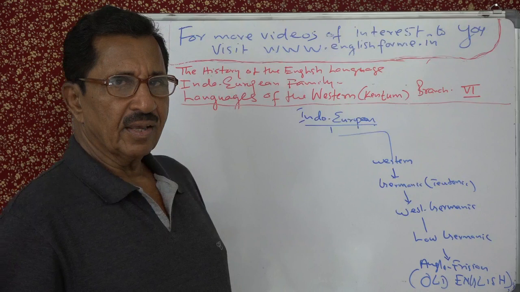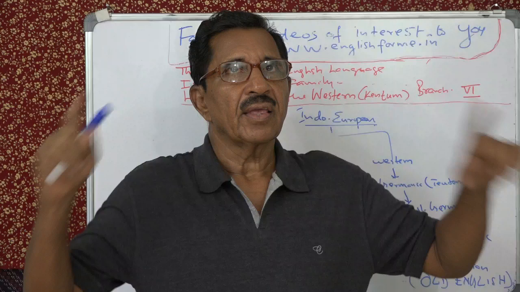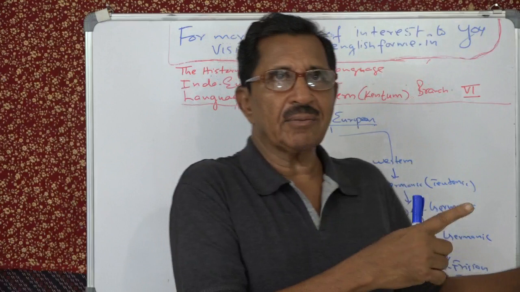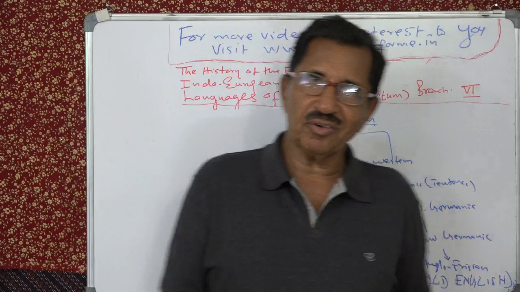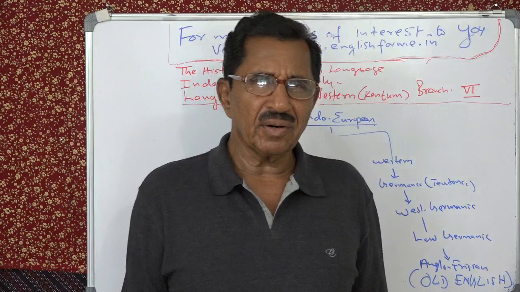So to trace the origin of English in the Indo-European family, if you have time, you can do all these things. Indo-European, Eastern, Western. Then you have got Eastern branches: Indo-Iranian, Albanian, Armenian, Balto-Slavic. Western branches: you have got Hellenic, Italic, Celtic, and the Germanic. And then you can give all the other divisions if you want to, but I don't think that is required.